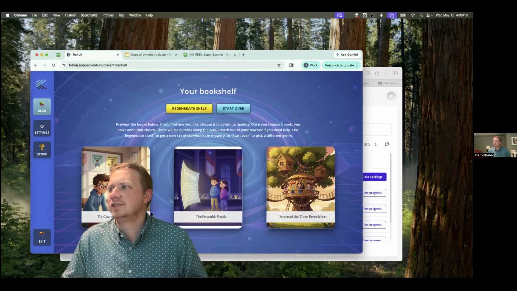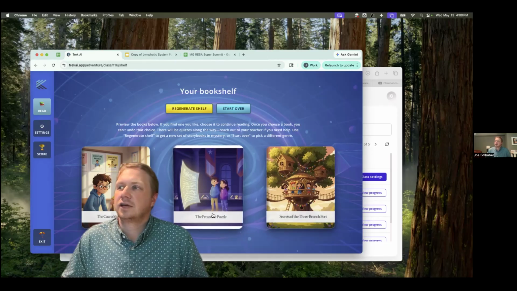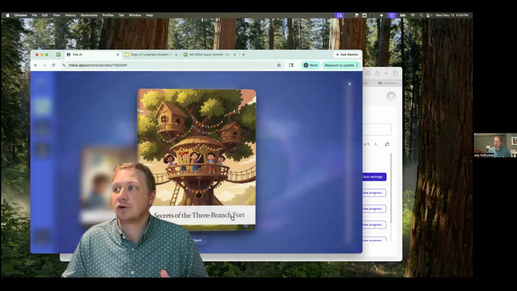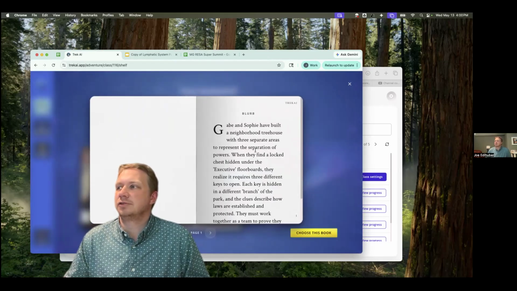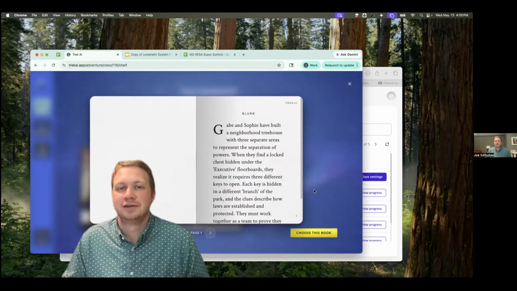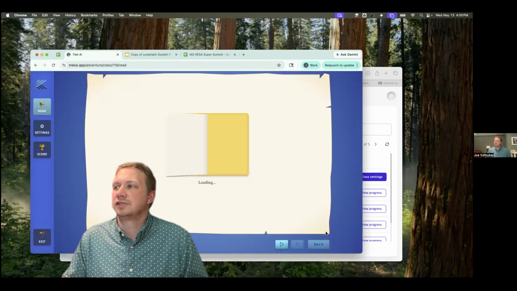This is a mystery. And so we have the case of the missing gavel, the preamble puzzle, and the secrets of the three branch fort. Okay, that sounds awesome. There's a little preview about Gabe and Sophie, who have built a neighborhood treehouse with three separate areas to represent separation of powers. This is really exciting. So I'm going to choose this book.